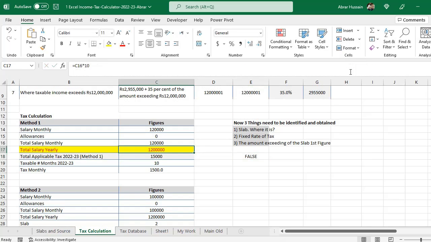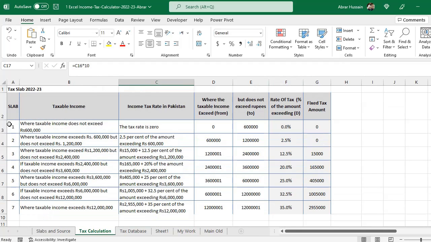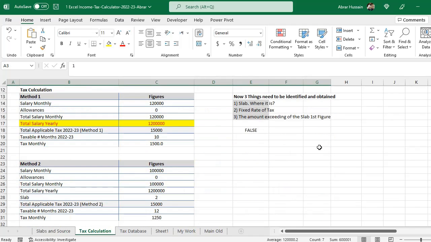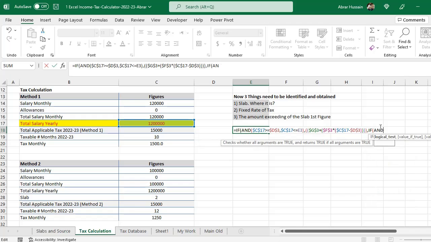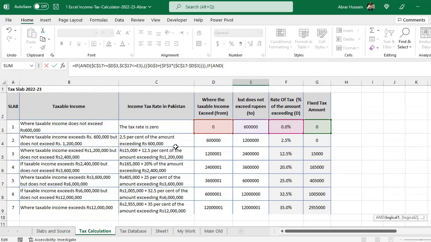Because it doesn't come in slab 1, because my condition is only related to slab 1 for the time being. If I have to add some other, I will just remove the last parenthesis, add a comma, and then start again with IF and the same formula, but for these rows now, and then for these rows, then for this, then for this, then for this.